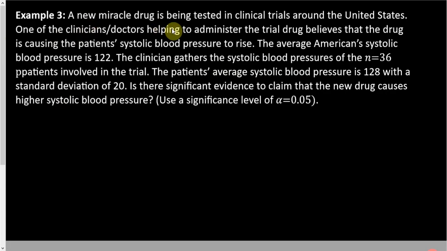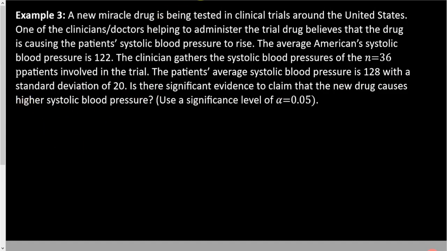There's a new drug they're testing, and they believe that the drug is increasing patients' blood pressures. So the average blood pressure in America is 122, probably higher now than when this problem was written. The clinician gathers blood pressures from 36 people. The patients' average blood pressure is 128 when they look at all the people in the trial, with a standard deviation of 20. Is there enough evidence to claim the new drug causes higher blood pressure?